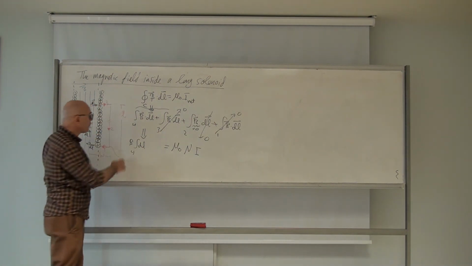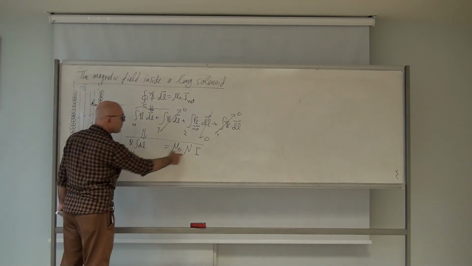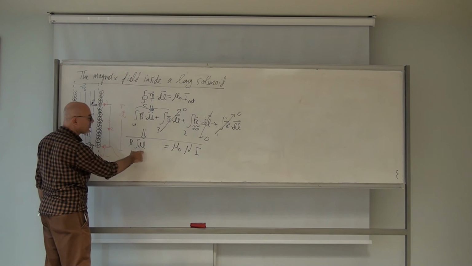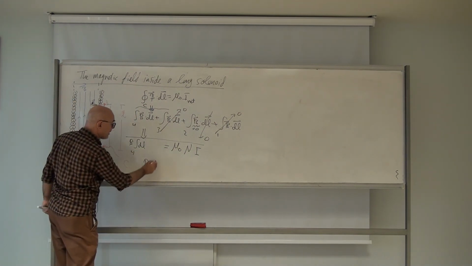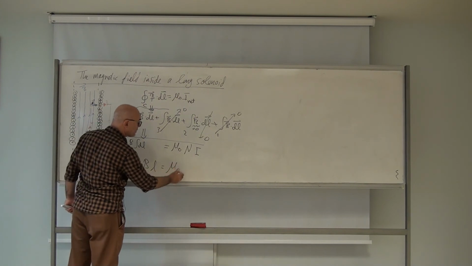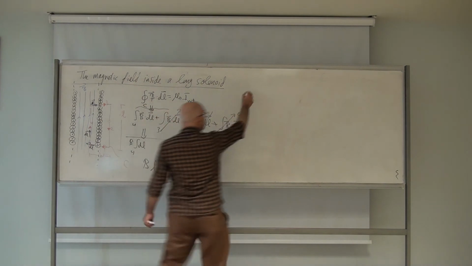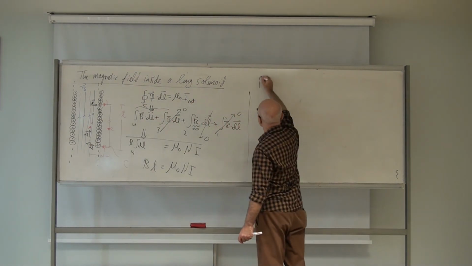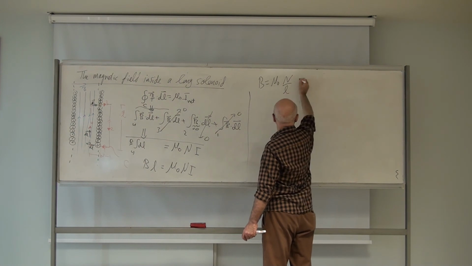Okay? And therefore, I have this expression here: B integral over dl equals mu naught NI. But what is the integral over dl? It is the length of this side. So I get B L is equal to mu naught NI. So now take L to the other side. So B is equal to mu naught N over L times I.